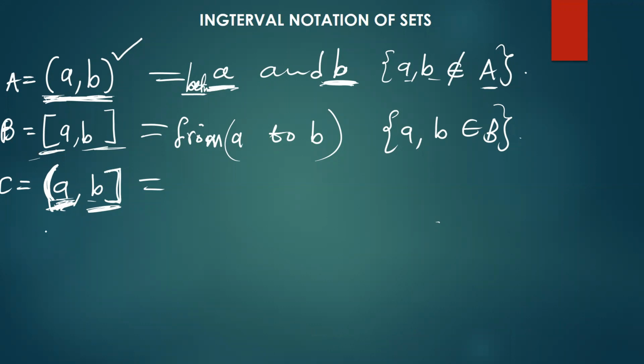On set C, between A and B, which one is not part of the set? B is part of the set. A is not part of the set. Where there is open, it means it's not part of the set. Then we have D there. So set D, what if we have A and then comma B, open at B. It means that A is part of the set here, B is not part of the set.